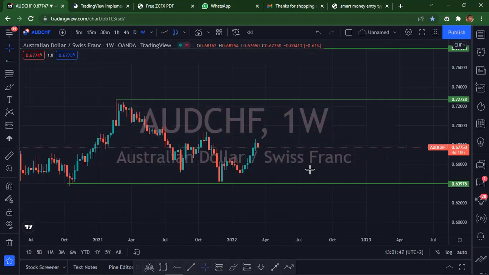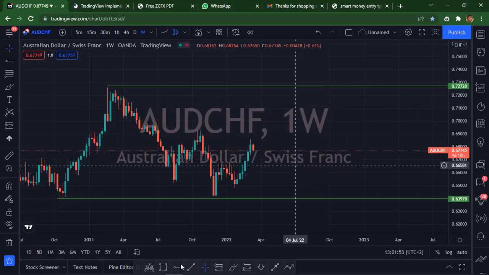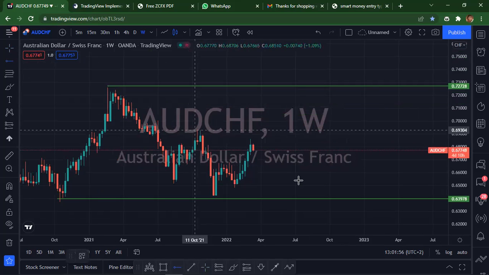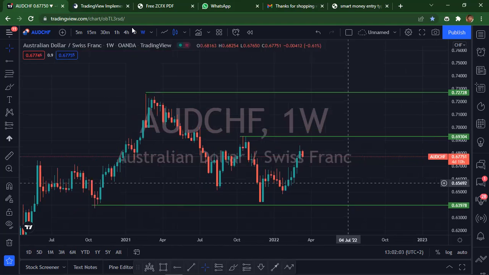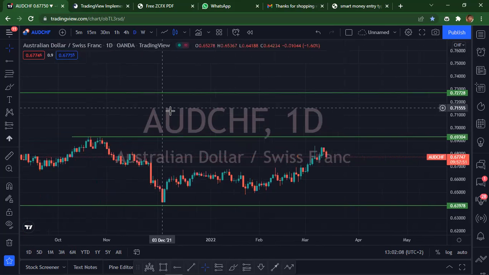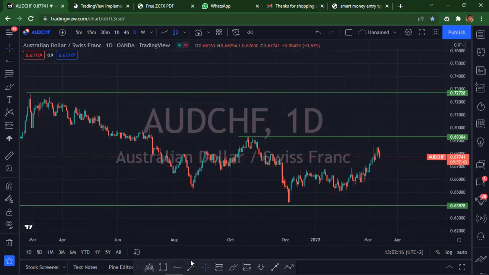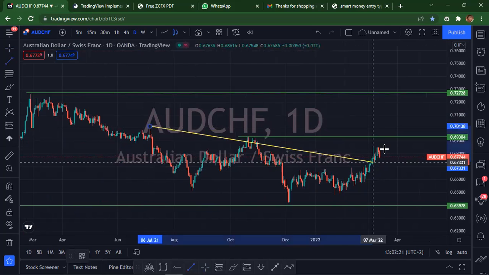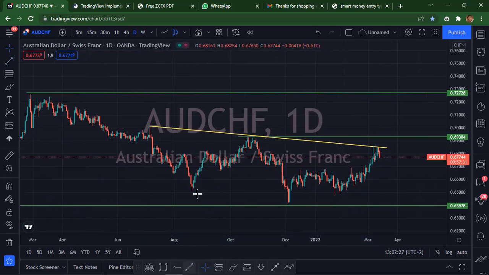I just want you to learn how we find entries using the strategy that we use. So we're scaling down to lower time frames. Now we have that, and we know what's going on. On the daily time frame, one thing that I can see here is that we have a dead touch.